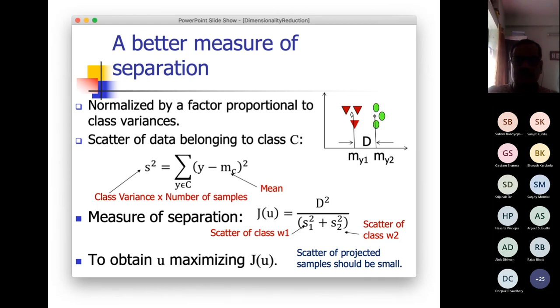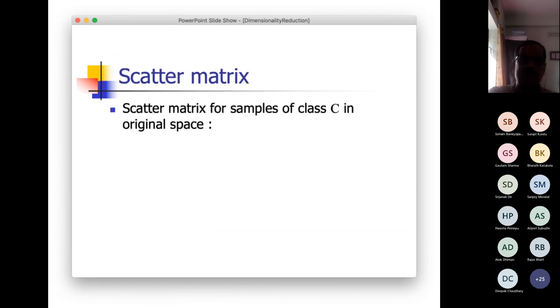Okay, let us proceed further. You see that the scatter of the projected samples should be small, because that means the standard deviations are small, so you get a more reliable label. But it depends upon the class variance. It may not always be small. But that is the measure we are using.